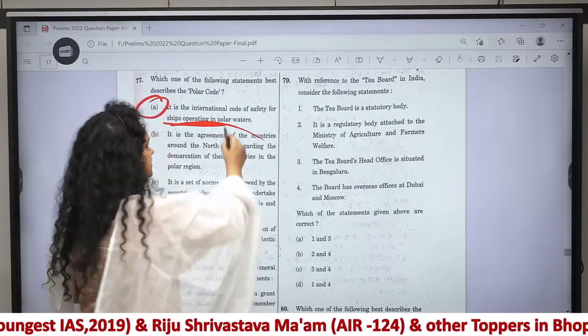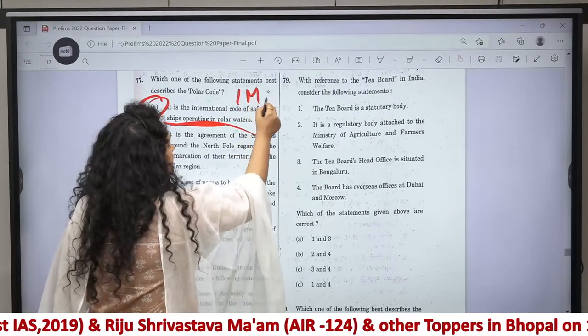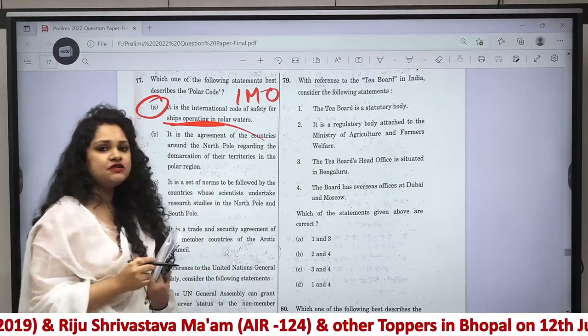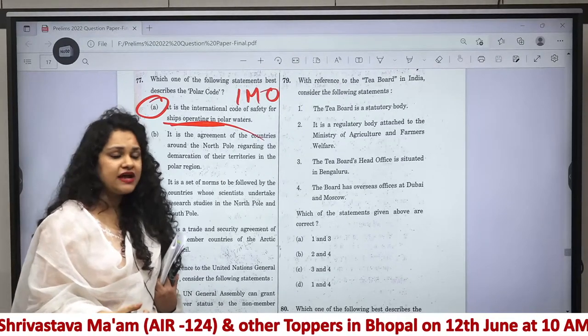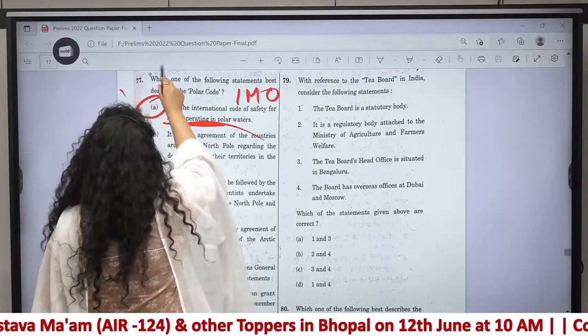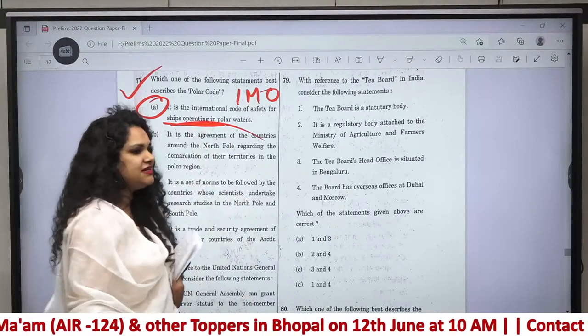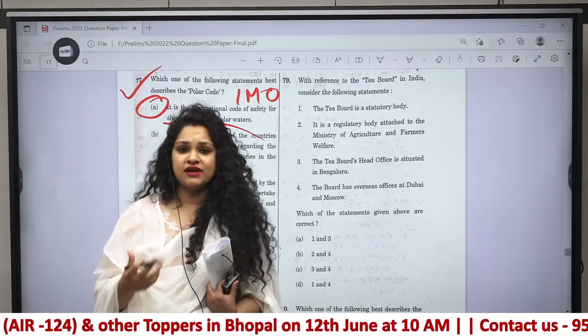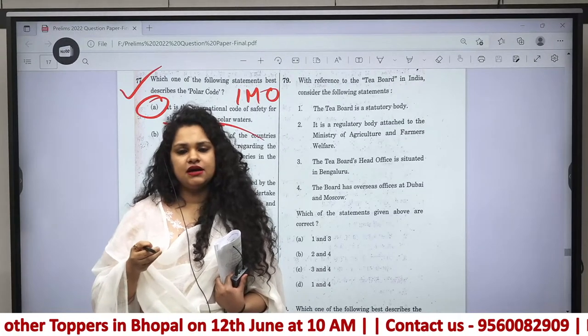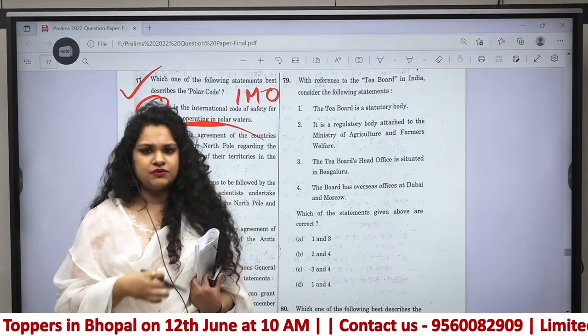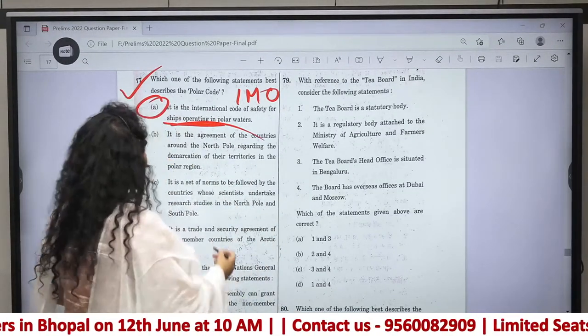So it is given by the International Maritime Organization, which is an agency of the United Nations. So the next learning that we can possibly have is to read up on United Nations agencies in a little more depth than what we have been traditionally reading, right?